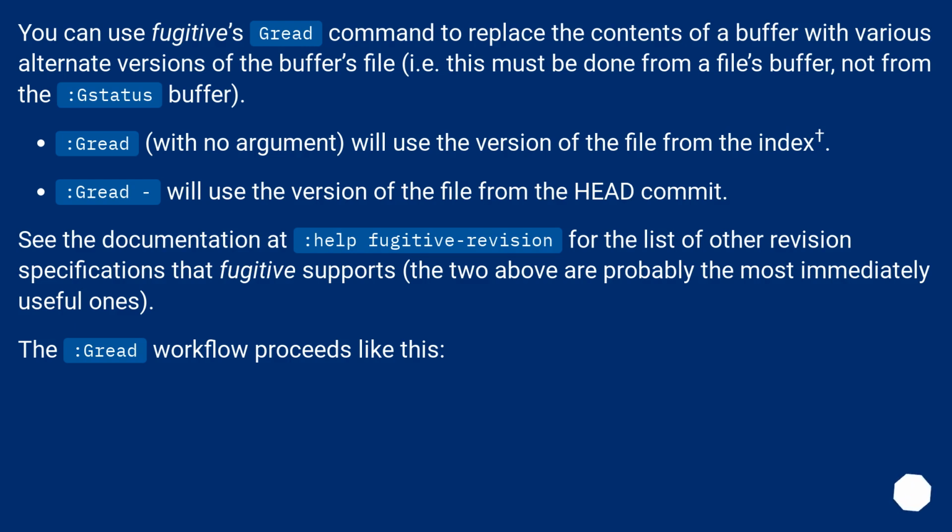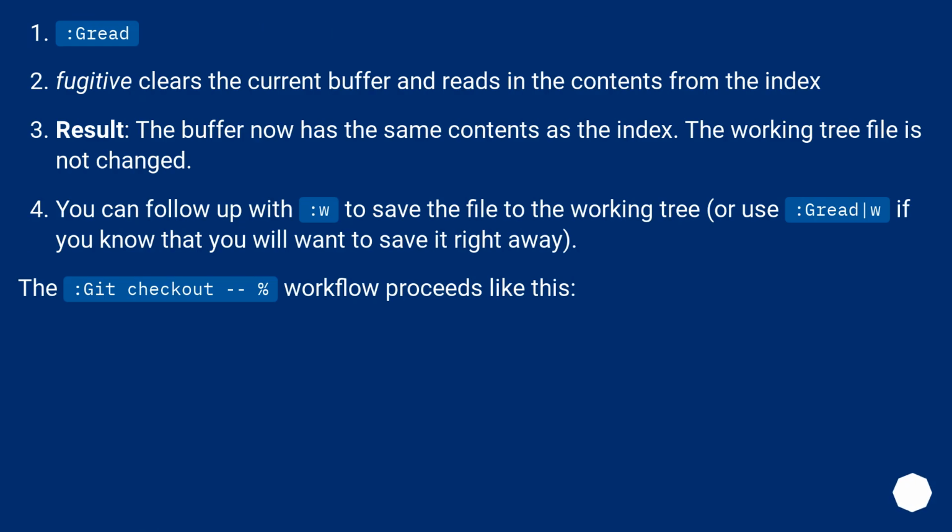The :Gread workflow proceeds like this. :Gread. Fugitive clears the current buffer and reads in the contents from the index. Result: the buffer now has the same contents as the index. The working tree file is not changed. You can follow up with :w to save the file to the working tree, or use :Gread | w if you know that you will want to save it right away.